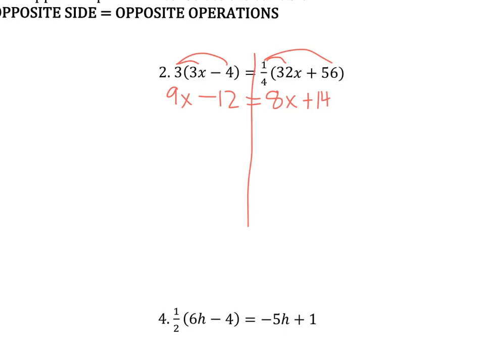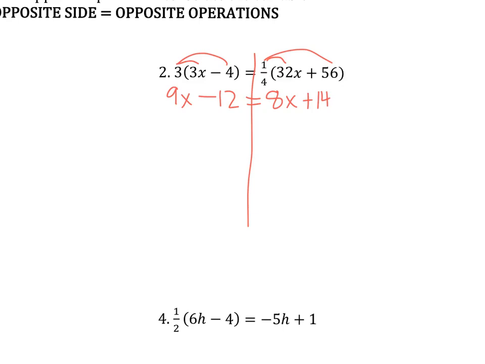And now that I have my distribution done, I look, are there like terms on the same side of the equal sign? And I don't see any, right? I have variables on both sides. I have regular numbers on both sides. So that tells me I need to go ahead and do my opposite operations. So in this case, when I have variables on both sides and numbers on both sides, it doesn't really matter what side you take anything to. Personally, I like to keep my variables positive, so that's typically what you'll see me do. If you want to keep your variables positive, you'll move the smaller one.